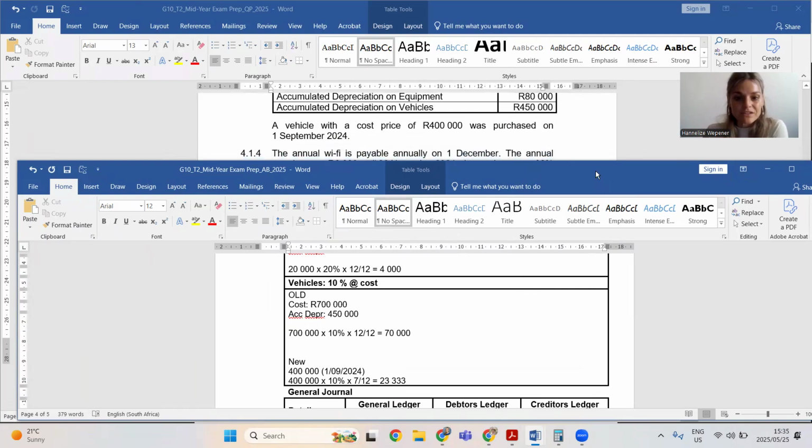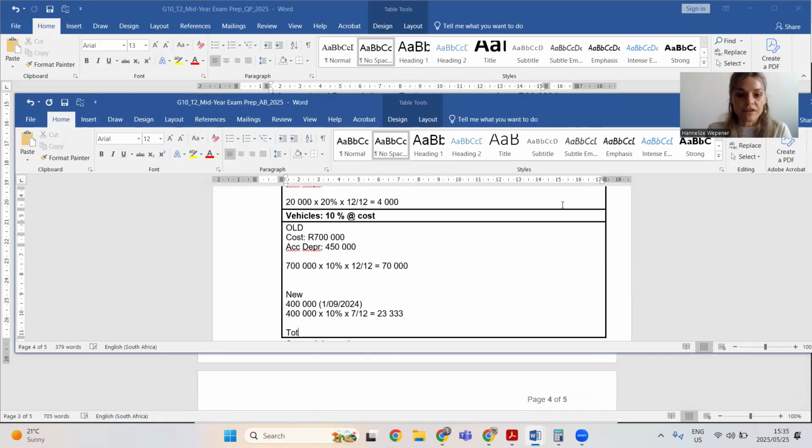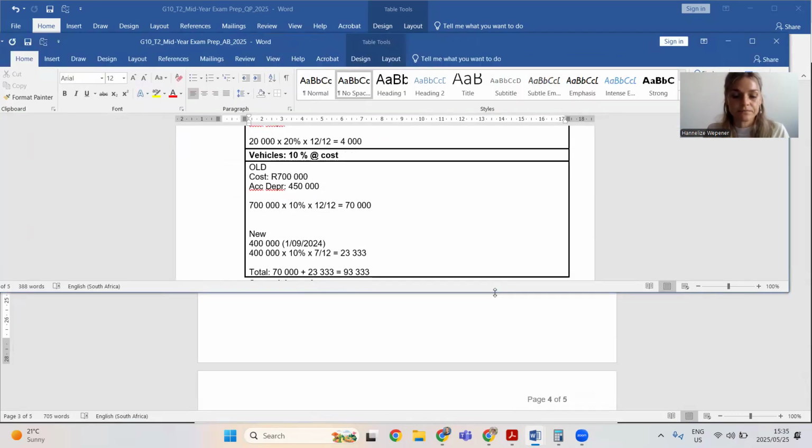Okay, right. So therefore, for your vehicles, your total depreciation expense for this year is your 70,000 on the old vehicles plus the 23,330 on the new vehicles. So total that you have there. Okay, so let's go to our journal entries.